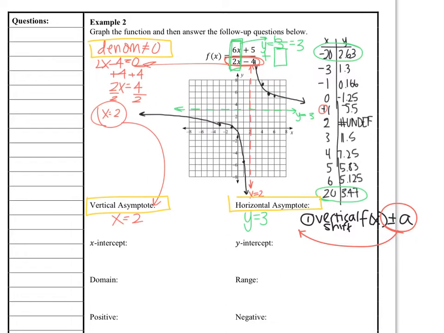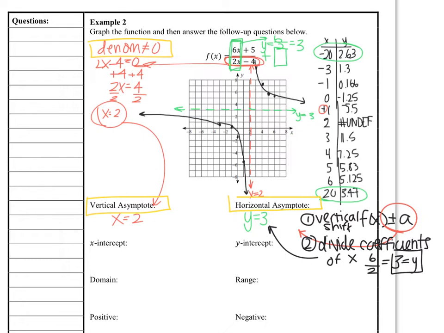Okay, and if that doesn't exist, then we go to option 2, and that means to divide the coefficients of x. And that's what we ended up doing here. That was that 6 over 2, because I look back at the equation, I have the 6x and the 2x. 6 over 2 gives us 3, and it's, of course, y equals, because it was f of x equals that stuff.